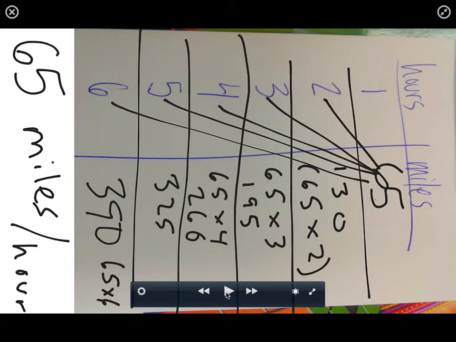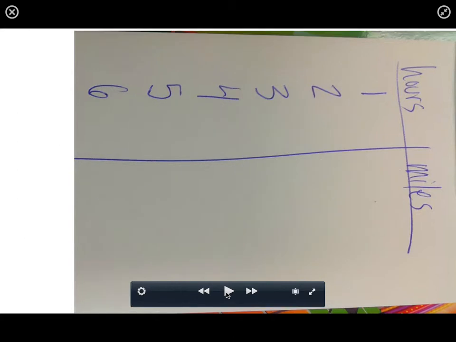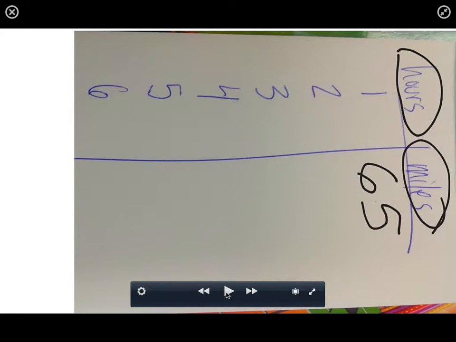Now we're going to start to generate an equation with this. What we really need to look at is, what was I doing? What was my constant? What was really happening every single time I was doing this? What categories were working together? I remember I had my variables of hours and miles. How were hours and miles working together to give me my answer?